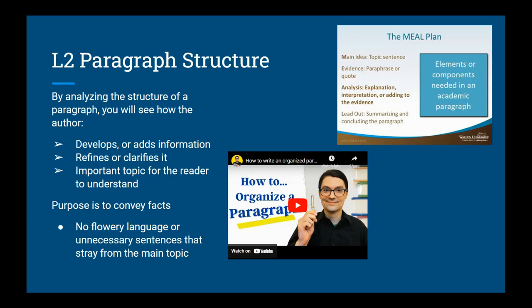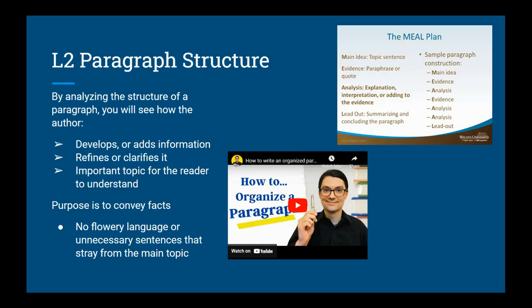And then we also need to summarize or conclude the paragraph with some sort of lead out sentence. Now, sometimes a main idea has a little bit of analysis or evidence in it, or sometimes a lead out or concluding sentence has a little bit of analysis in it. And that's okay. Those lines can be a little bit blurry depending on the paragraph. But you always need to have some element of each of these in a paragraph. That's why I said it's not each sentence, because we don't have paragraphs in academic writing that are always one sentence of each of these, right? That's not what we're advocating for here at the Writing Center.